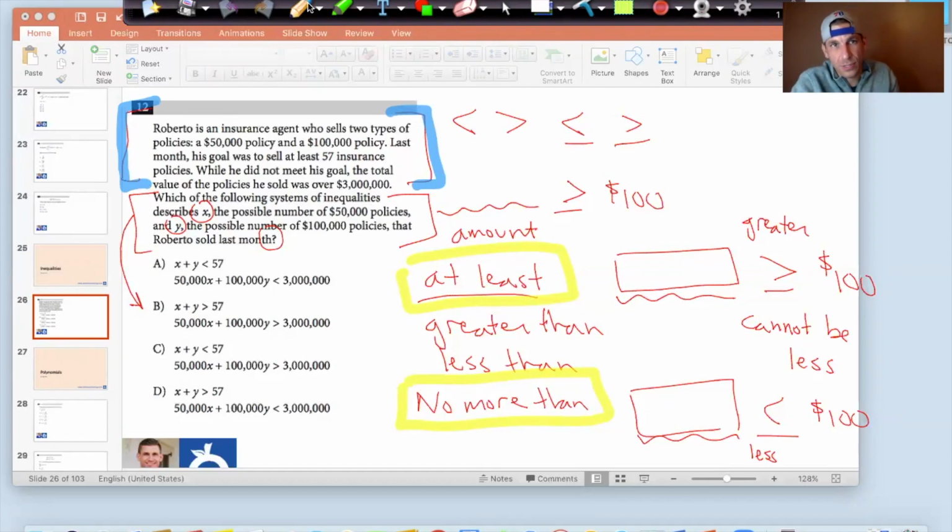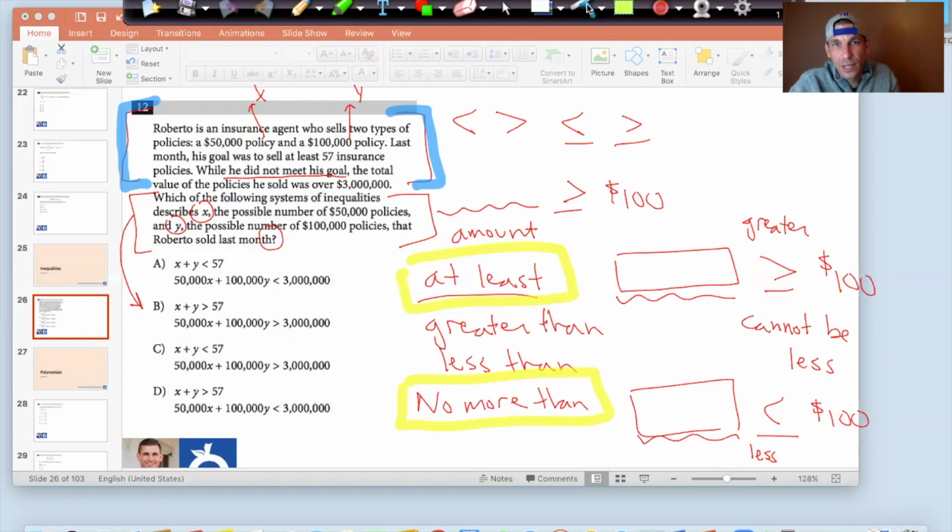All right, so let's do this. Here, Roberto is an insurance agent who sells two types of policies: a $50,000 policy, which we've already identified as X, and a $100,000 policy, which we've identified as Y, given the bottom. Last month, his goal was to sell at least 57 insurance policies, which normally I would put here. Normally I would put that "at least," but then immediately as I was skimming, this is what I noticed. He did not meet his goal. So I see what they did. They sort of tried to trip you up.